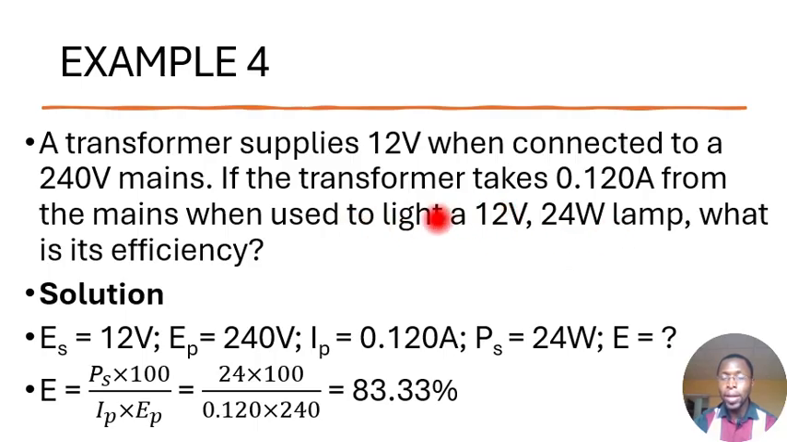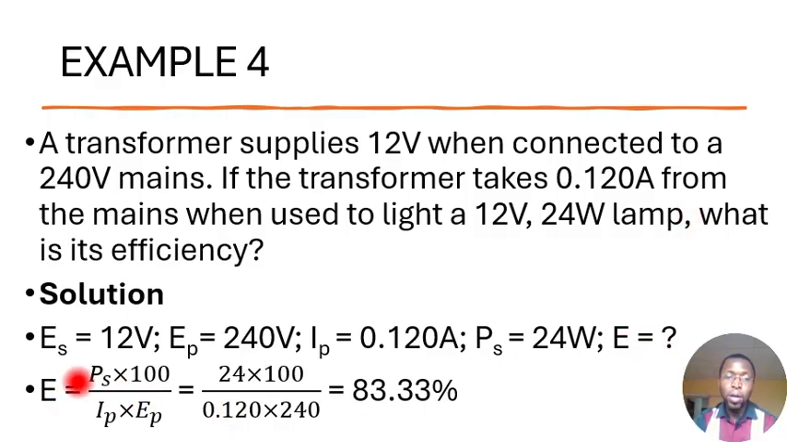Also, the light is connected at the secondary circuit, so whatever is in the secondary circuit has all the secondary attributes. So for this 12 volt, it's already supplied by the transformer, so it's taken to be the same thing. The transformer supplies 12 volt and the lamp is rated 12 volt. So our secondary voltage remains 12 volt. Then our secondary power is 24 watts. Then the efficiency is the unknown.